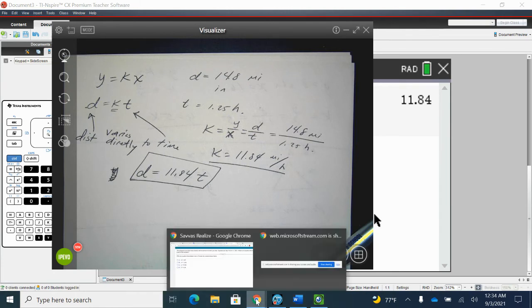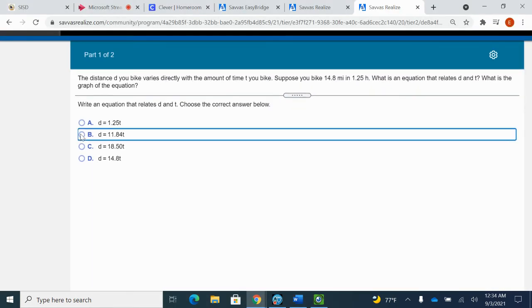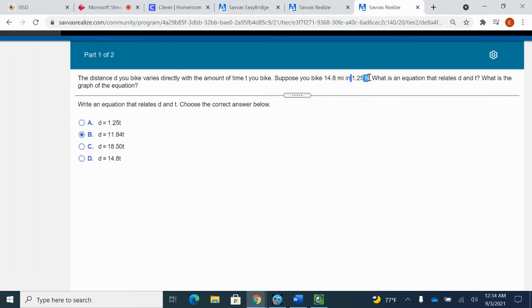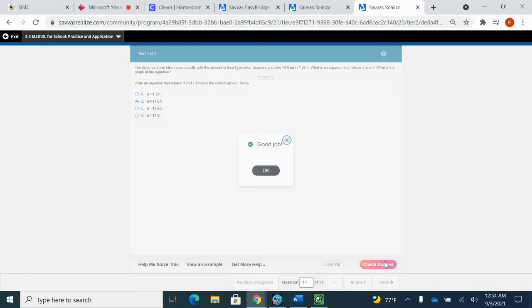I'm going to go to the homework. 11.84 times t. Again, you can also just plug some of these values in, right? You can use each one. You can plug in time. We know we biked 1.25 hours. Plug it into each one and see which one gives you 14.8. So again, in this case, the answer is B. Now it wants you to graph it.